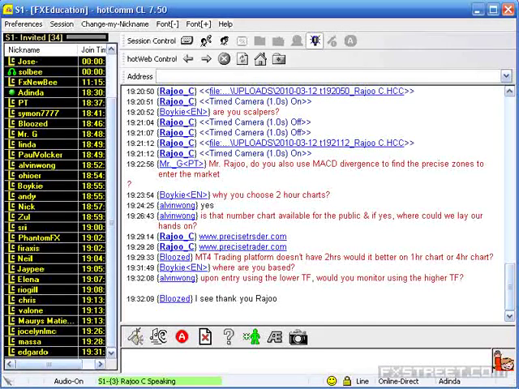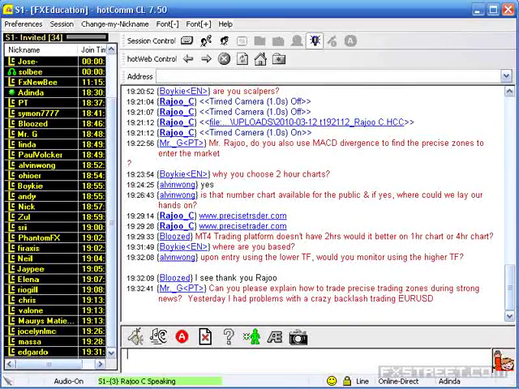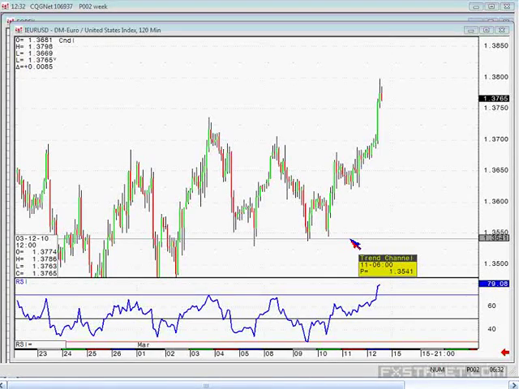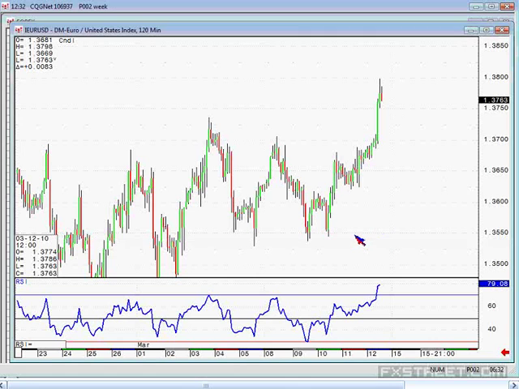Okay, the next question is: upon entry using the lower time frame, would you monitor using the higher time frame? Maybe I can show you one example, because in technical analysis you need to be quite well versed, and you should be quite clear in the assumptions or analysis you make. Maybe I'll show you the chart.